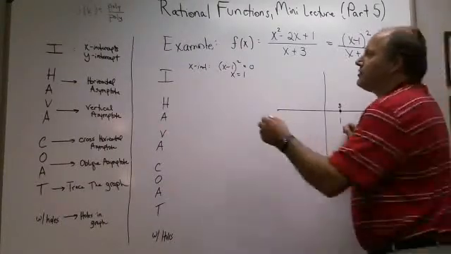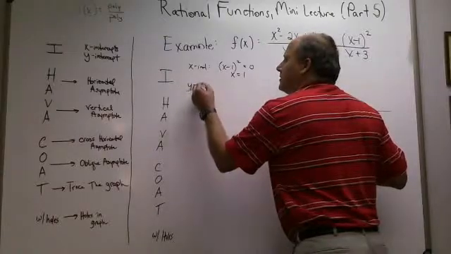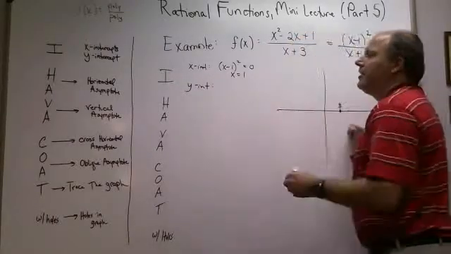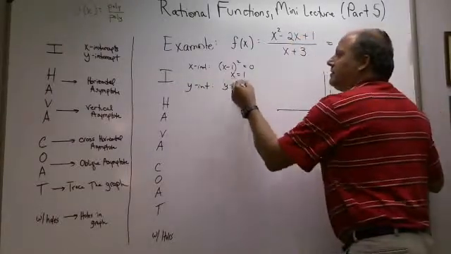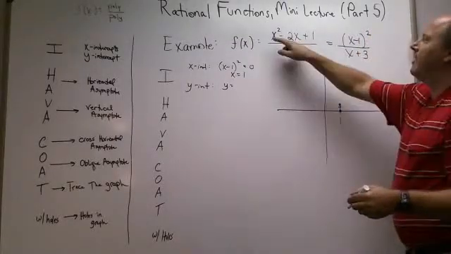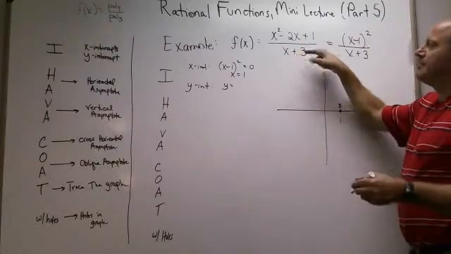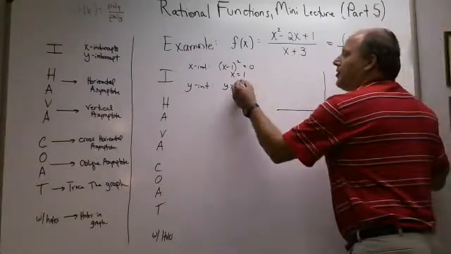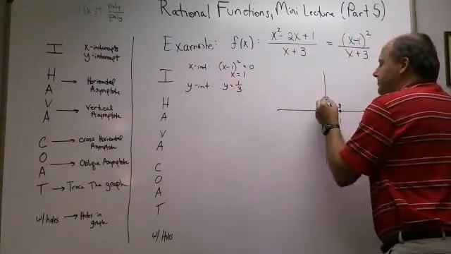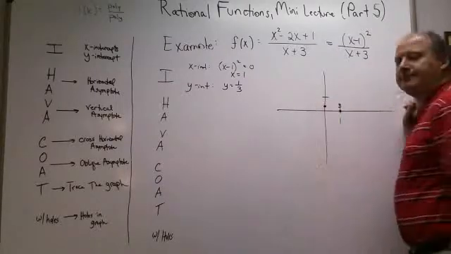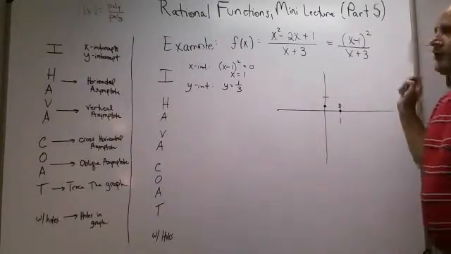Now the y-intercept: you set all the x's equal to 0. So it'd be 0 squared minus 2 times 0 plus 1 over 0 plus 3. It just turns out to be y equals 1/3, which is just barely above the origin. So it's right there. Those are your intercepts.